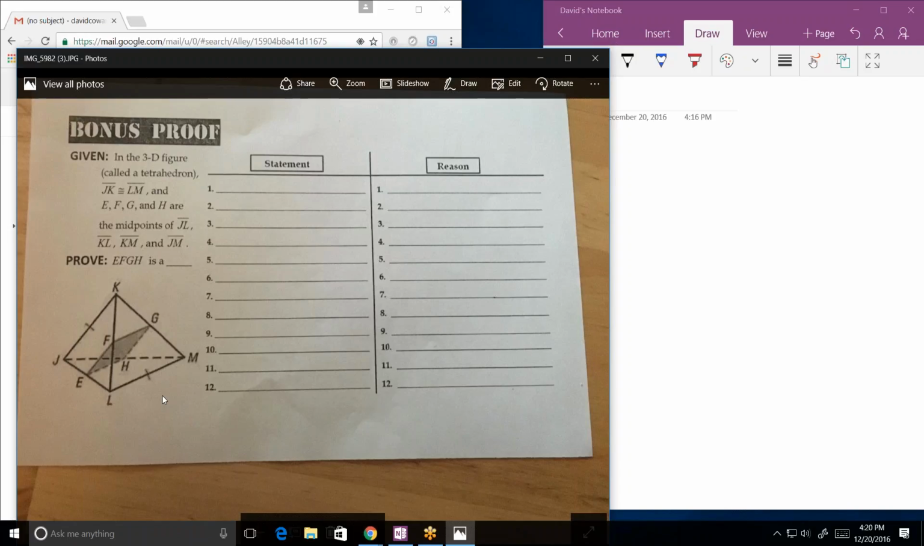And the only two pieces of information you need are JK is equal to LM, and that each of the corners of that rhombus are midpoints of the edges. I'll give you a few minutes to look at it. Don't worry about the proof. Just figure out how to do it, and then you can always get it into a two-column proof once you understand how you're going to prove it.